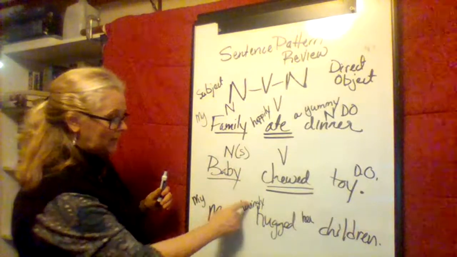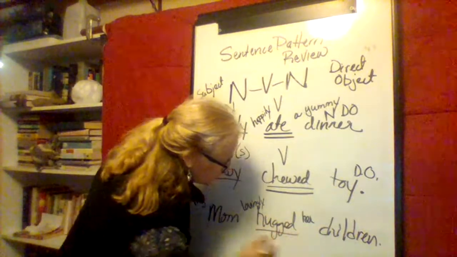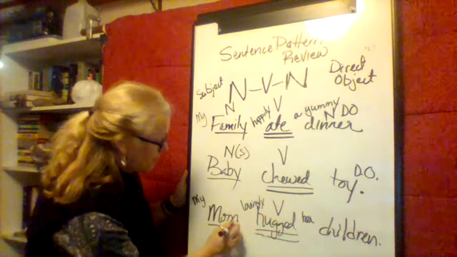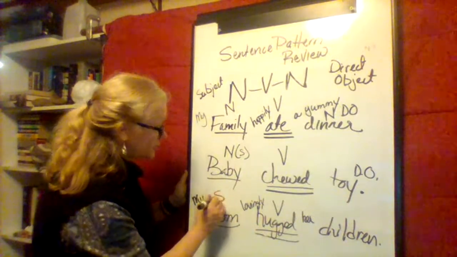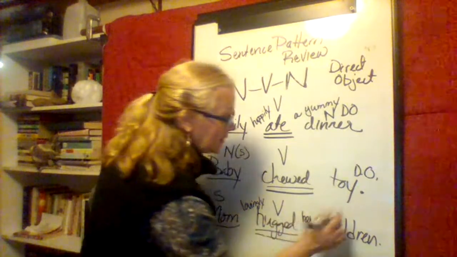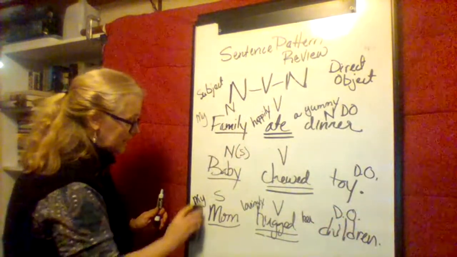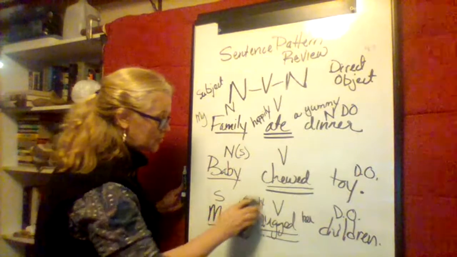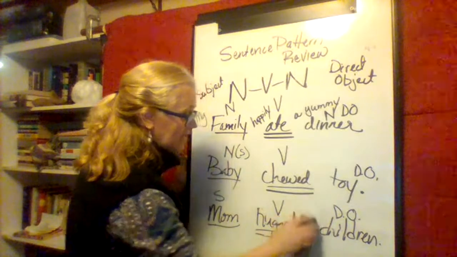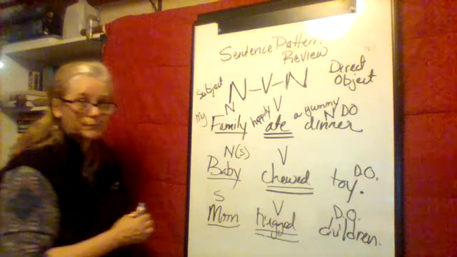Now here, my mom lovingly hugged her children. What's the verb? Hugged. It's an action verb. Who's doing the hugging? Mom. So let's call this the subject. Mom hugged. Who is she hugging? The children. Direct object. And then I'm going to take out all the adjectives and adverbs because those are just things to spruce up the sentence. Sometimes I say to bedazzle the sentence. Mom hugged children. Subject, verb, direct object.